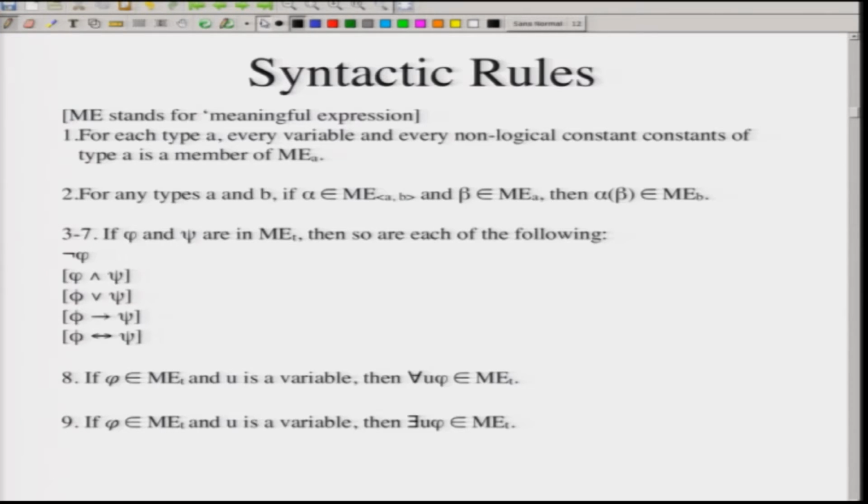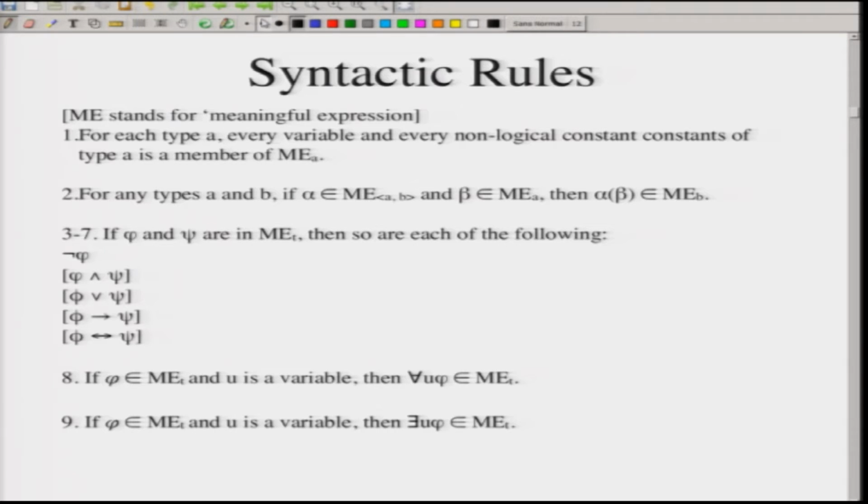Not that we are not familiar with these rules, we have seen such rules many times. Already we have seen a specific set of rules for L1, that was a reconstructed L1, and this is a general thing. These rules are not meant for L1 or anything, these are meant for all types, because it wants to reach the higher order, as we have seen. ME stands for meaningful expression.